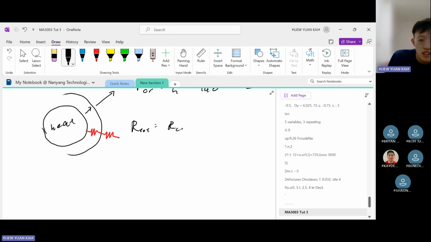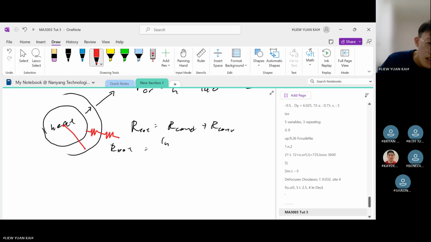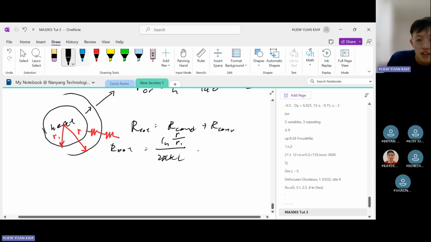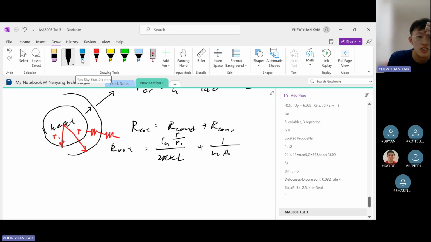There is the conduction, there is the convection. Okay, remember, conduction is given by ln. Let's call this radius R. Let's call the inner radius R1. It's given by ln R over R1 divided by 2 pi KL. And then the convection is given by 1 over HA, right? A is the surface area through which conduction is occurring.